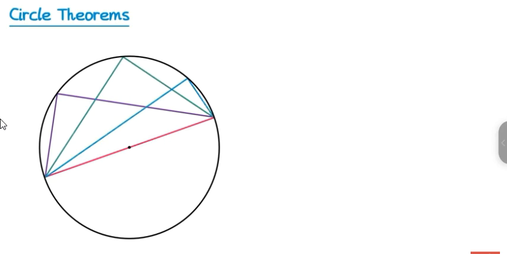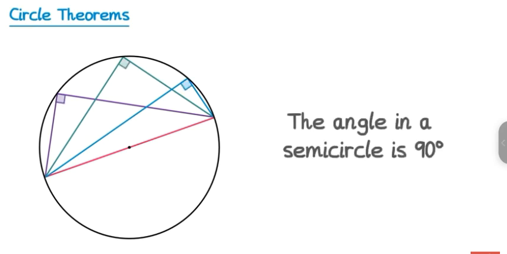But it turns out that if the chord that you draw happens to be the diameter of the circle going through the center, all of these angles will always be right angles. So the second theorem is that the angle in a semicircle is 90 degrees. We say this is the angles in a semicircle because that diameter splits the circle in half.